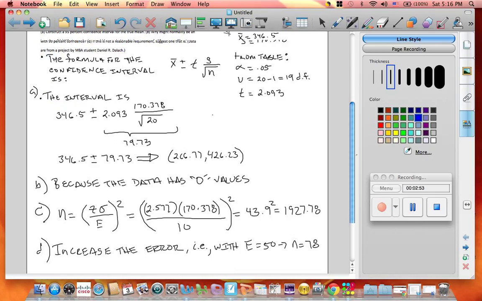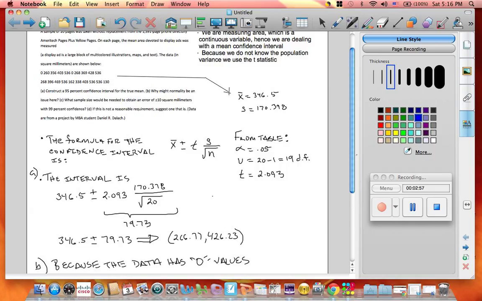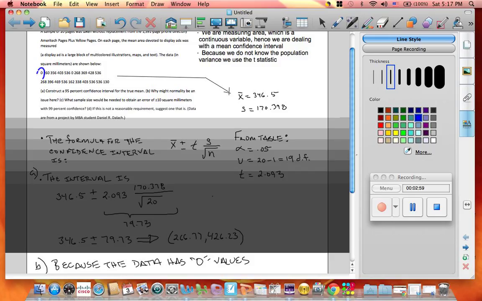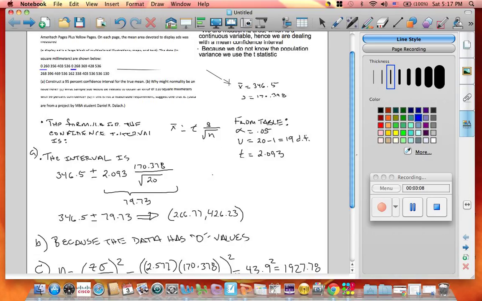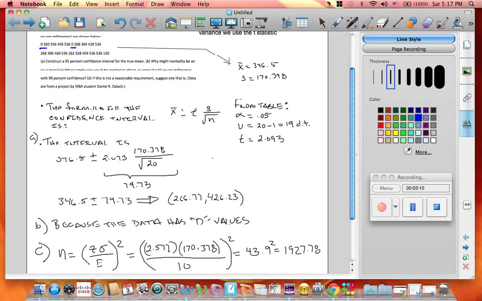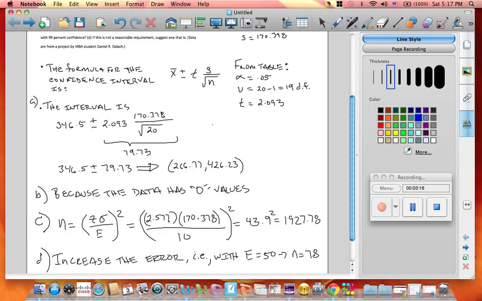Now, the second part of the problem, part B, asks why might normality be an issue here? Well, because the data has 0. That's the answer right here. See the zeros right here? So if we have 0 there, and we have 0 here, we'll have 2 zeros right there, because the data has 0. We're going to have an issue if you do a frequency diagram or a dot plot diagram. What's going to happen is that we're going to have values like this, and then all of a sudden we're going to have 0, all the way over here. So it's going to be skewed to the left, right? That's what's going to happen.